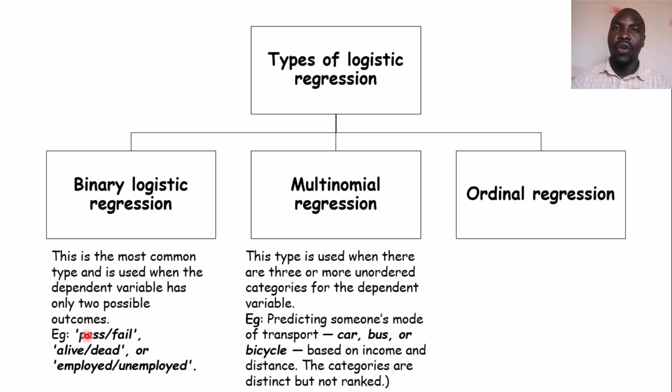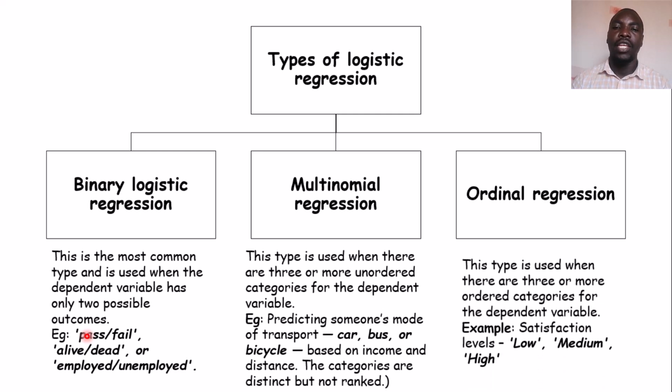Lastly, we have ordinal regression. This is used when there are 3 or more categories, but these categories are ordered in some way or the other. They have a natural order within them. For example, if your outcome is satisfaction levels and you've categorized them as low, medium, or high, there is a natural order in your outcome variable. So in that case, ordinal regression analysis would be the most appropriate.